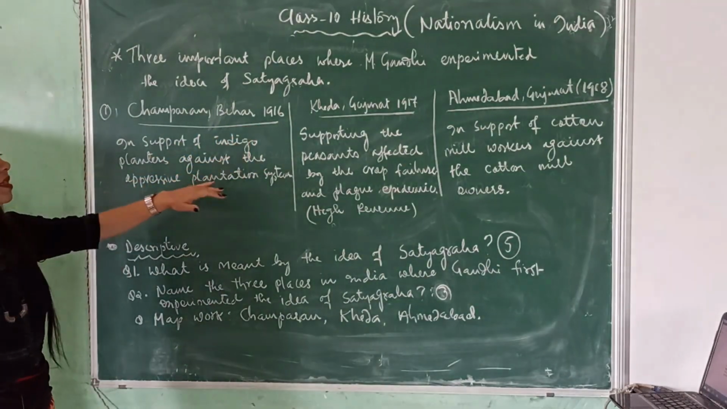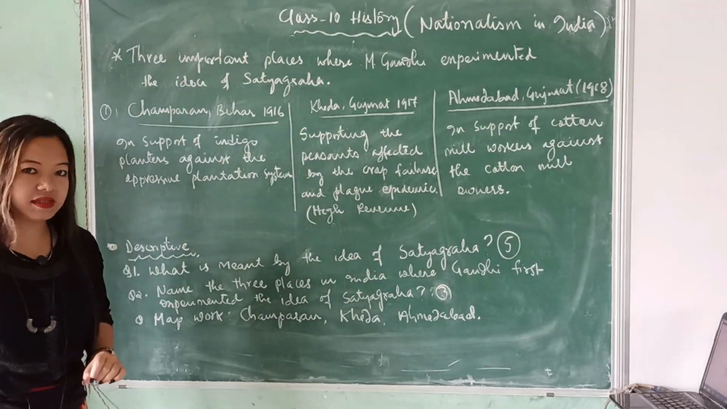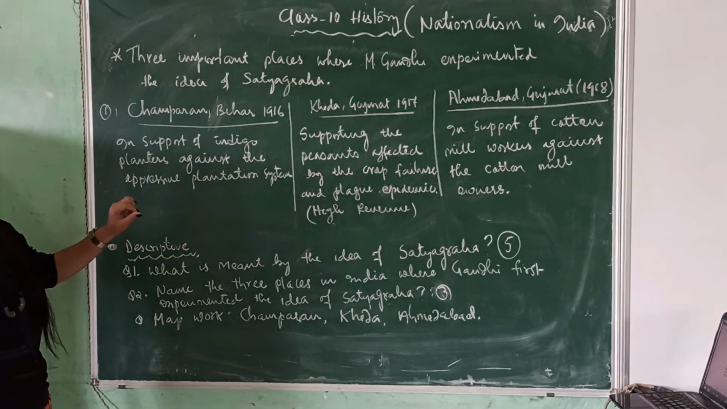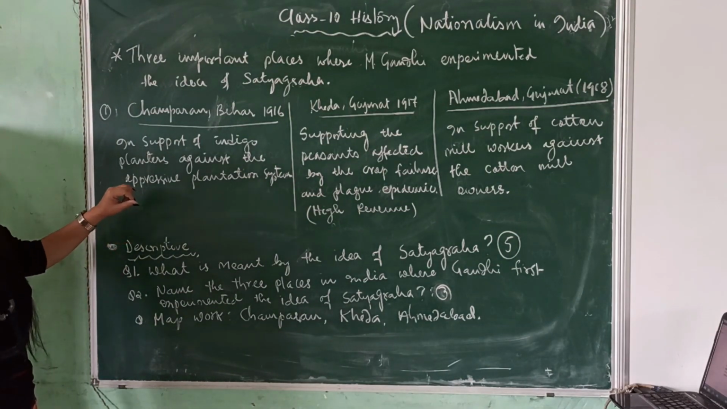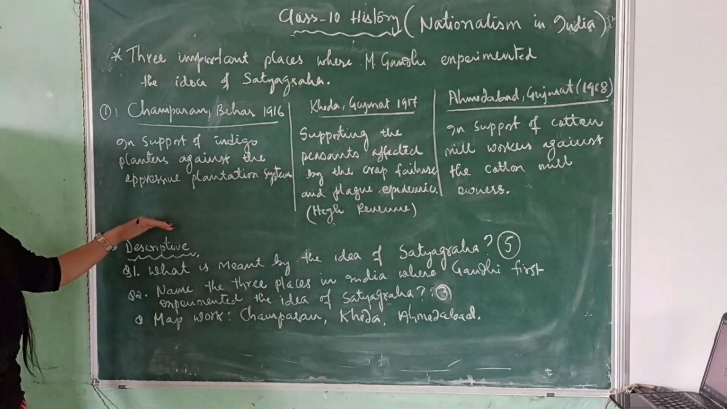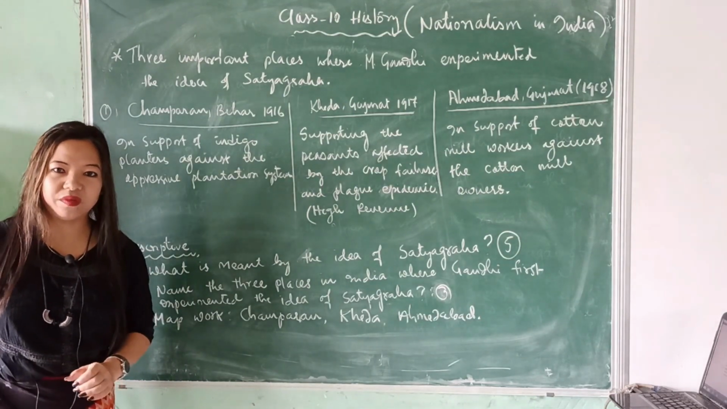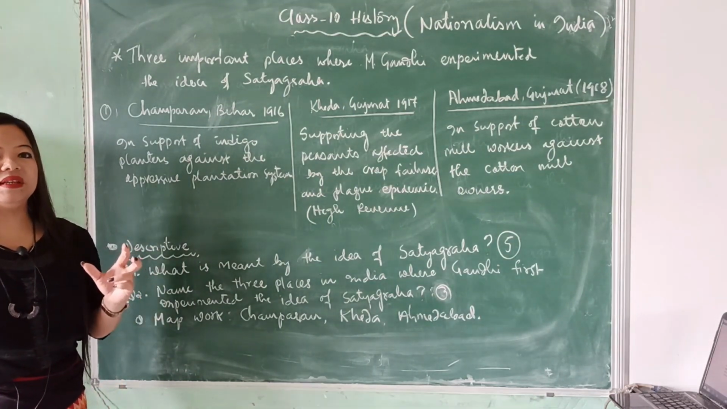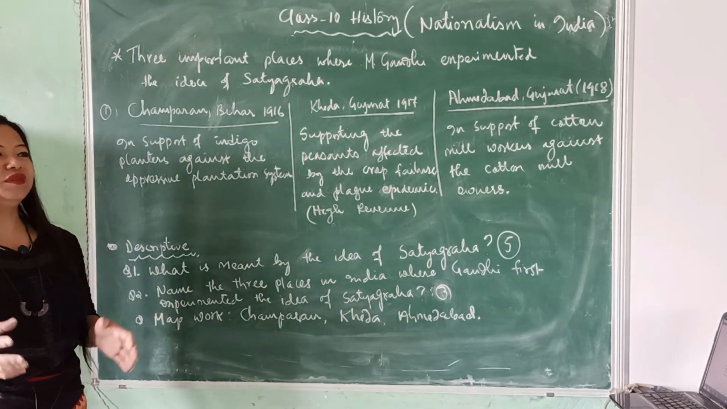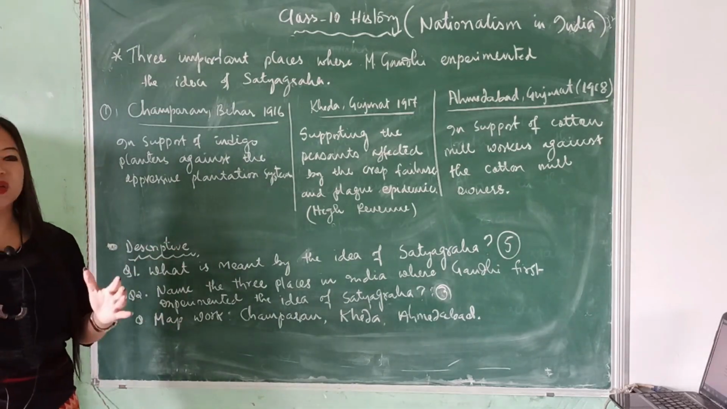Here, what was the problem in Champaran, Bihar in the year 1916? Gandhi enforced his Satyagraha in support of indigo planters against the oppressive plantation system. I am sure you know what this indigo is. Indigo here means color, or in our local language or mother tongue we call it neel, color. Color they use for coloring clothes.